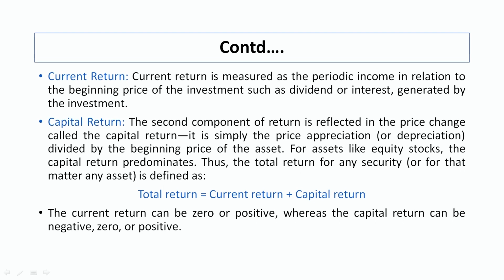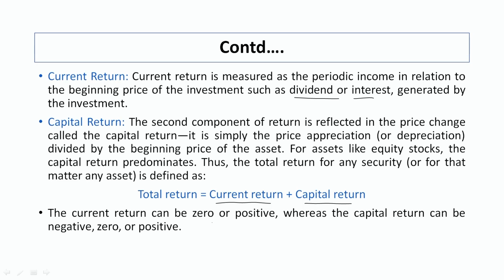It is simply the price appreciation or depreciation divided by the beginning price of the asset. For assets like equity stocks, the capital return predominates. And thus, the total return of any security, we can say, is a combination of current return plus capital return. Current return is the dividend or interest that the investment generates, and capital return is the appreciation that has been done in the markets.